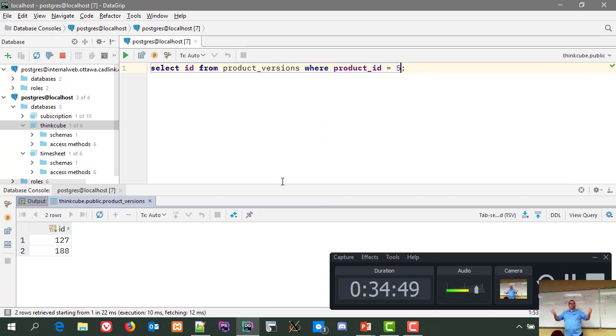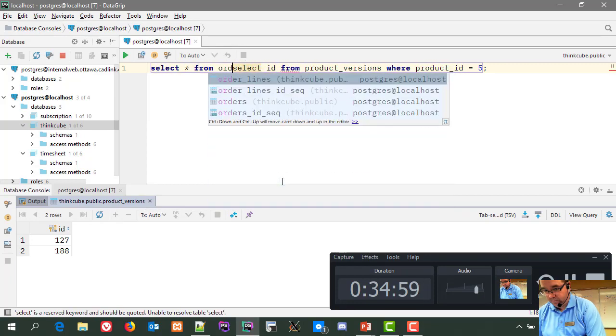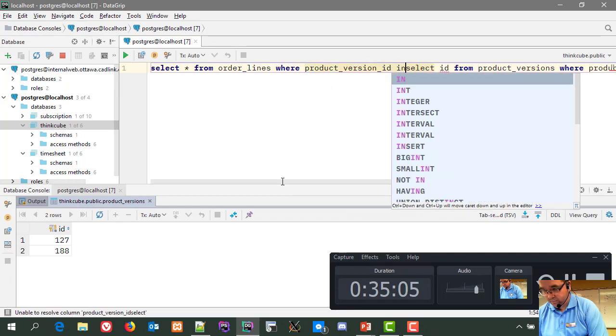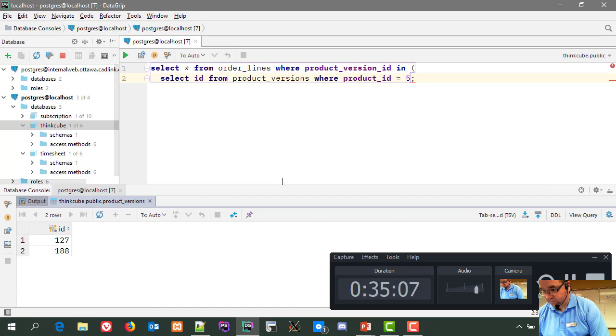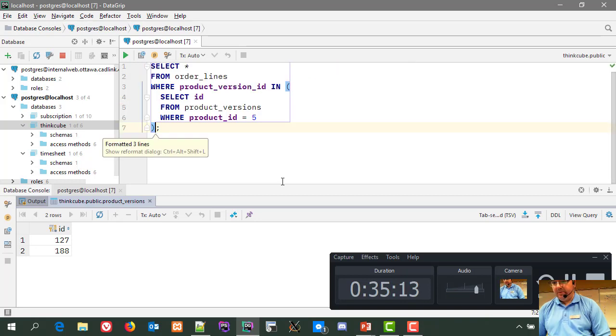I don't know what this product is. I just picked product number 5 as an example. However, it's built up a list of 2. Now, if I want to go... Oh, it even auto-formatted it for me. Isn't that nice?